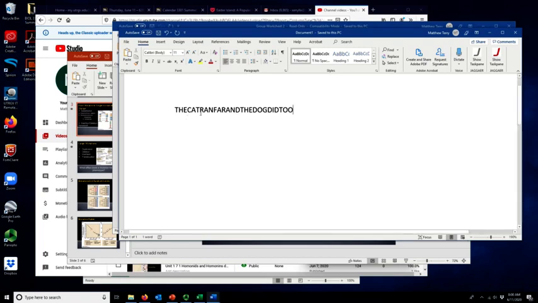So a simple substitution mutation would look like this. Oops, capital. The cat ran far and the dog did too. No, this makes less sense. In the genetic language, every word has a meaning. That's not true of every 3-letter combination in the English language, but this is a substitution. But notice I only affected that one word. So if I have a change, I've only impacted that codon. I haven't impacted the other ones.